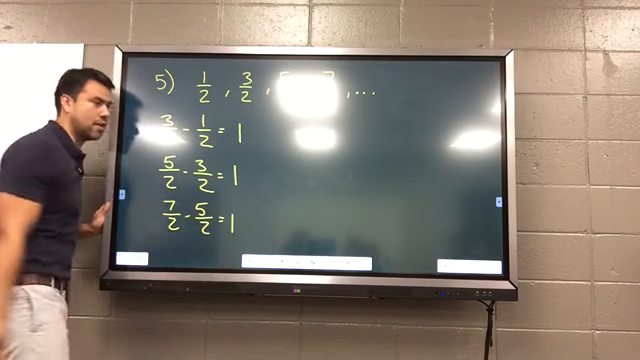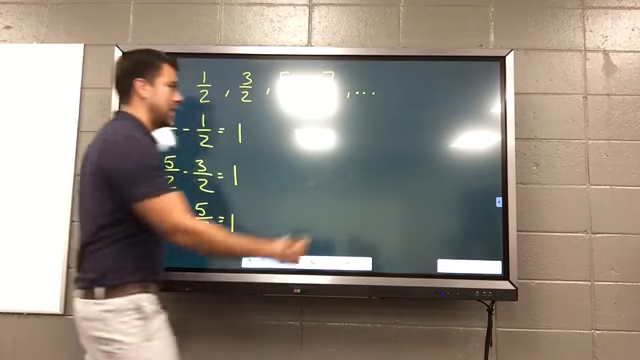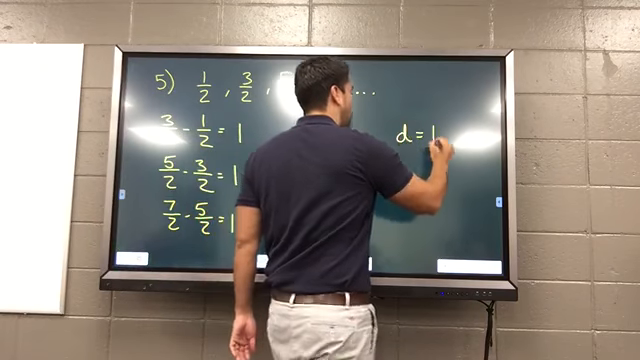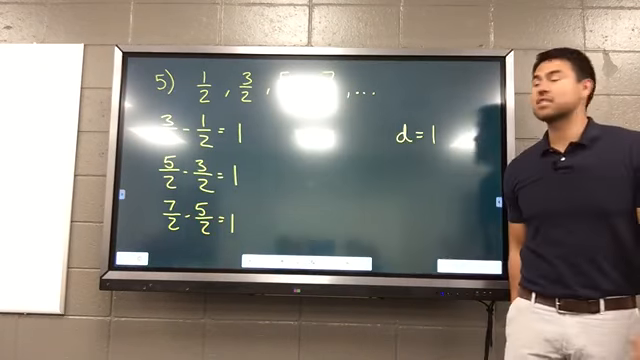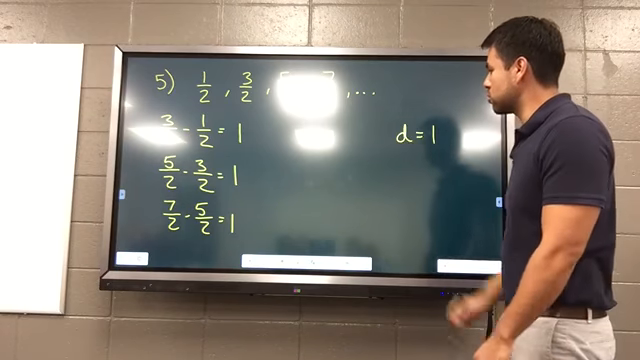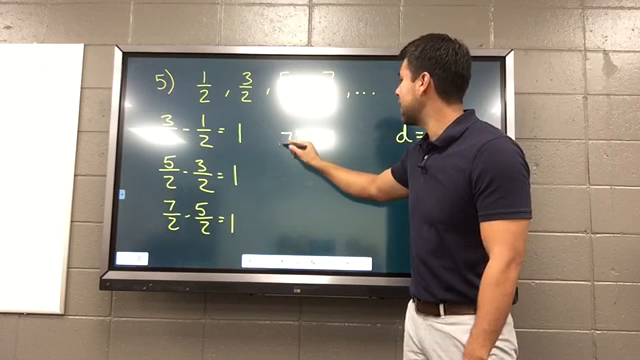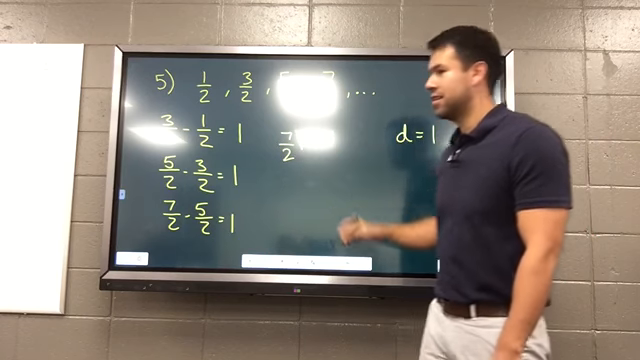Which equals 1. Do we have a common difference? Yes, the common difference is 1. But I need the next 4 terms. So what do I do? I take the 7 halves and I add 1.